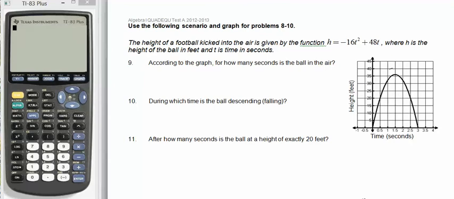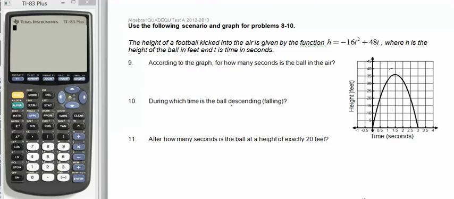So the height of the football kicked into the air is given by the function h equals negative 16t squared plus 48t. H is the height of the ball in feet, and t is the time in seconds. So according to the graph, for how many seconds is the ball in the air? Well, we're going to take a look here. And it starts here at 0, and it goes up in the air, and it comes back down, and it lands at 3. So it's in the air for 3 seconds. So you'll have to write that down.